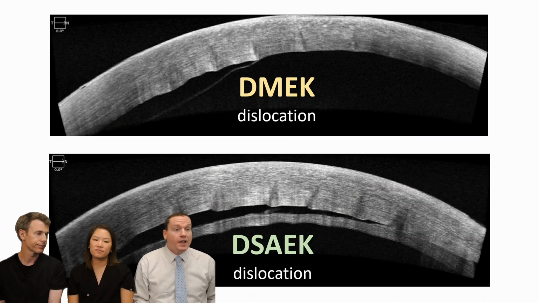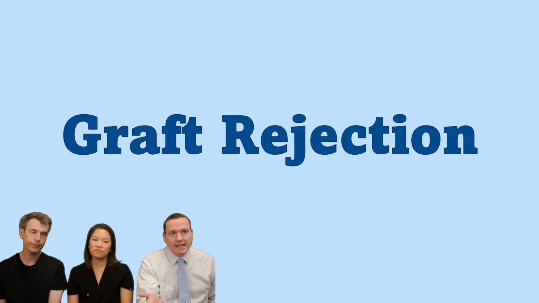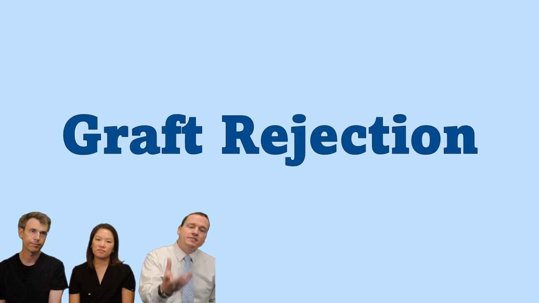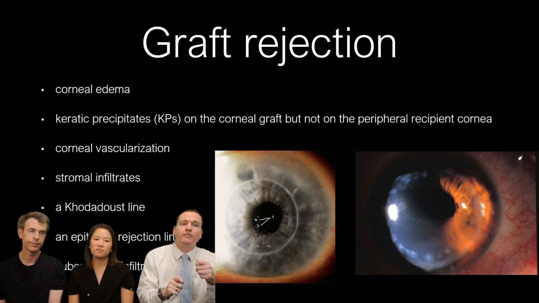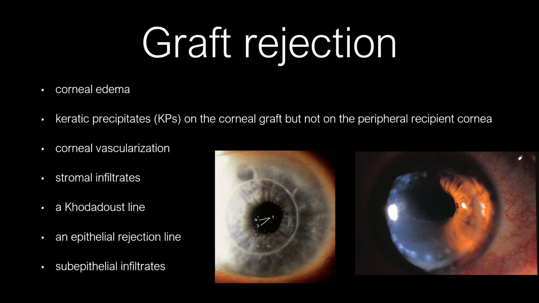Yeah. And with any of these grafts we've talked about so far, with PKP, DSEK, DMEK, we have to start to evaluate that cornea and say, is the eye tolerating that tissue, or are we starting to wind up with a little bit of graft rejection? So for graft rejection, we're looking out for corneal edema, keratic precipitates, KPs on the endothelium of the corneal graft, but not in the recipient cornea. And there'll be some nice pictures to illustrate that as well.